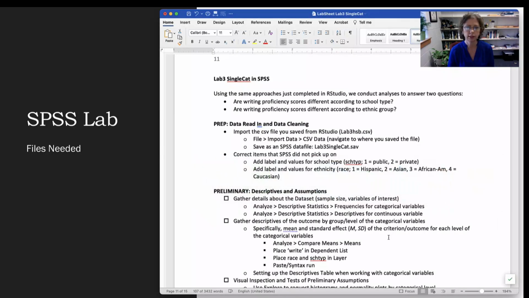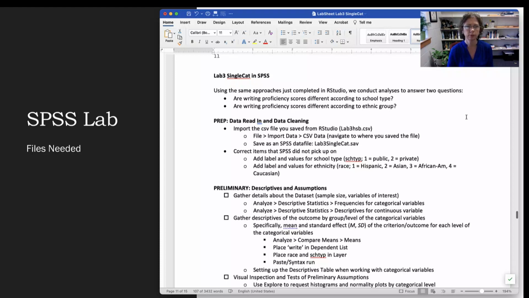Welcome back. We're going to get started with the second half of the lab, running those same analyses, but now in SPSS. The only thing you need to get started with this one is the lab sheet itself. Looking at that, those same approaches we just completed in RStudio, we're going to conduct in SPSS to answer the questions about writing proficiency scores being different according to school type or being different according to ethnic group.